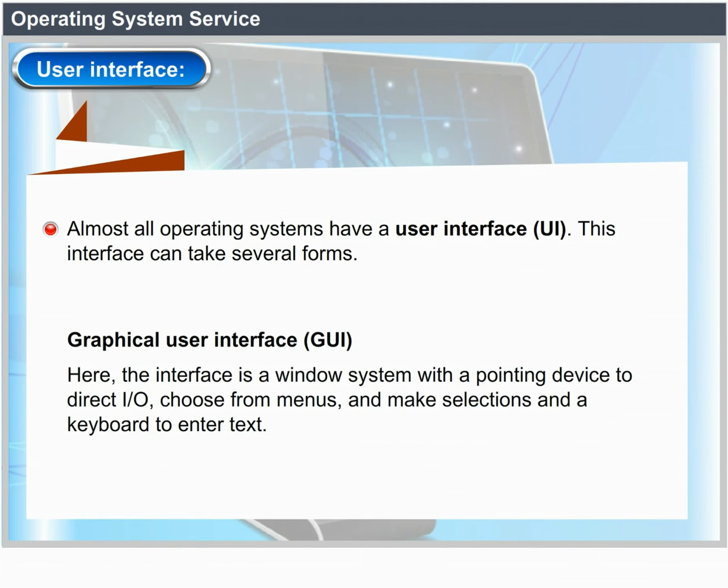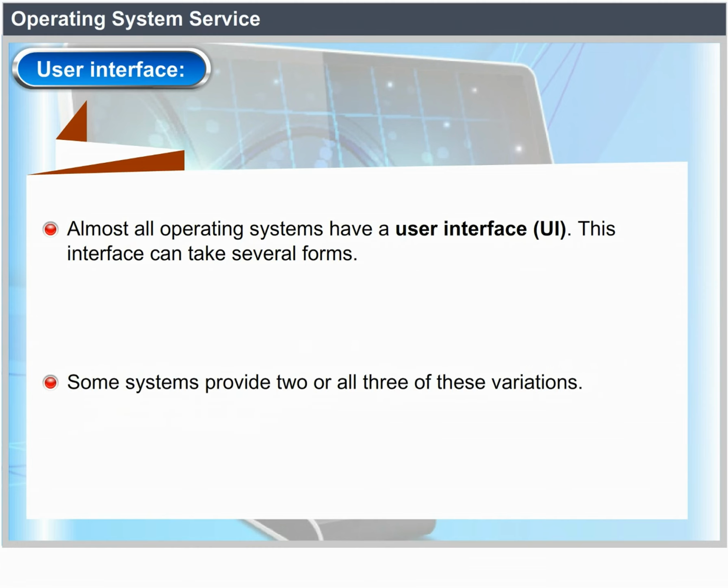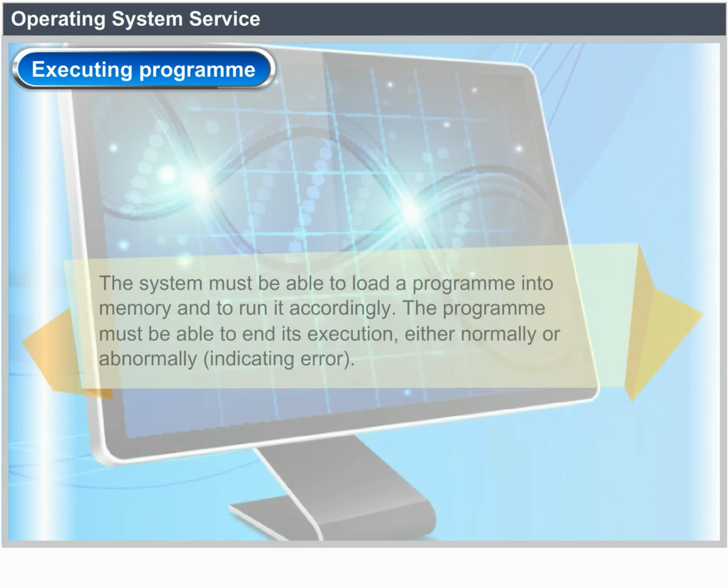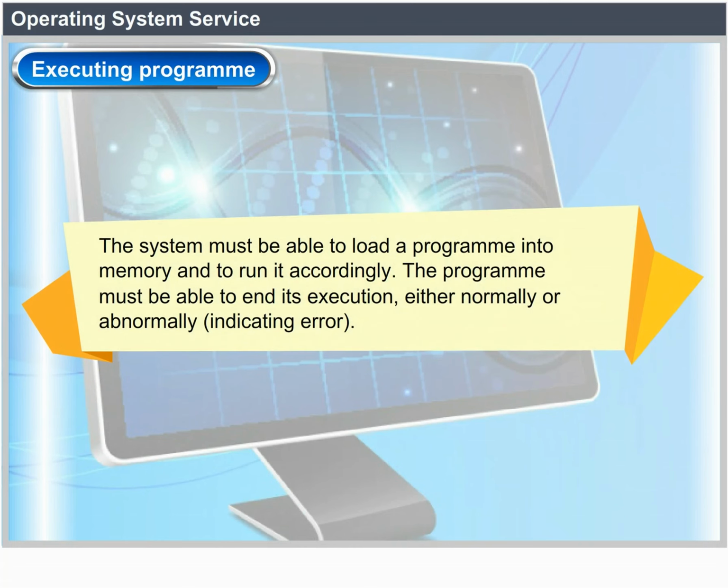Most commonly, a graphical user interface, GUI, is used. Here, the interface is a window system with a pointing device to direct input-output, choose from menus and make selections, and a keyboard to enter text. Some systems provide two or all three of these variations. Program execution. The system must be able to load a program into memory and to run that program. The program must be able to end its execution either normally or abnormally, indicating error.